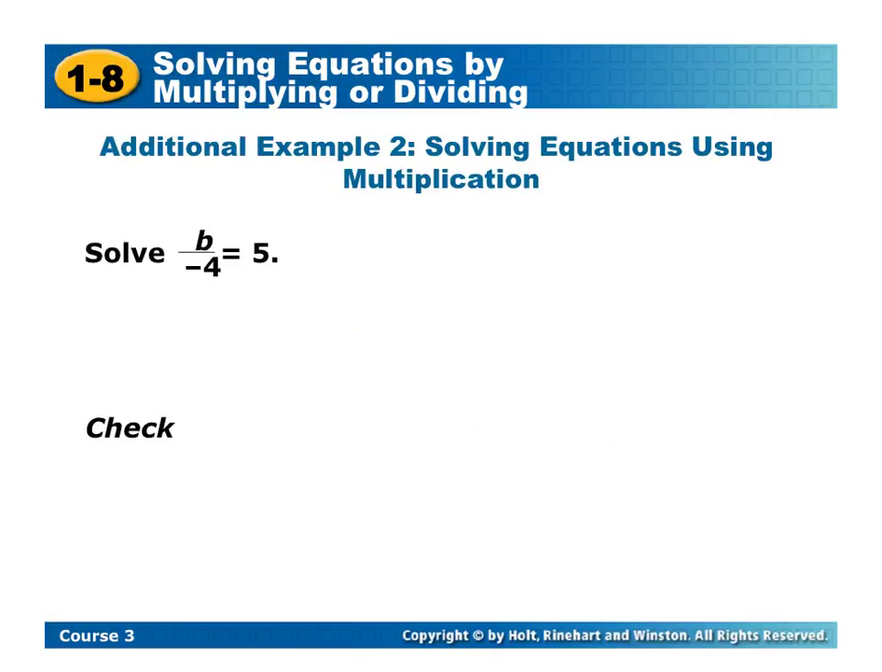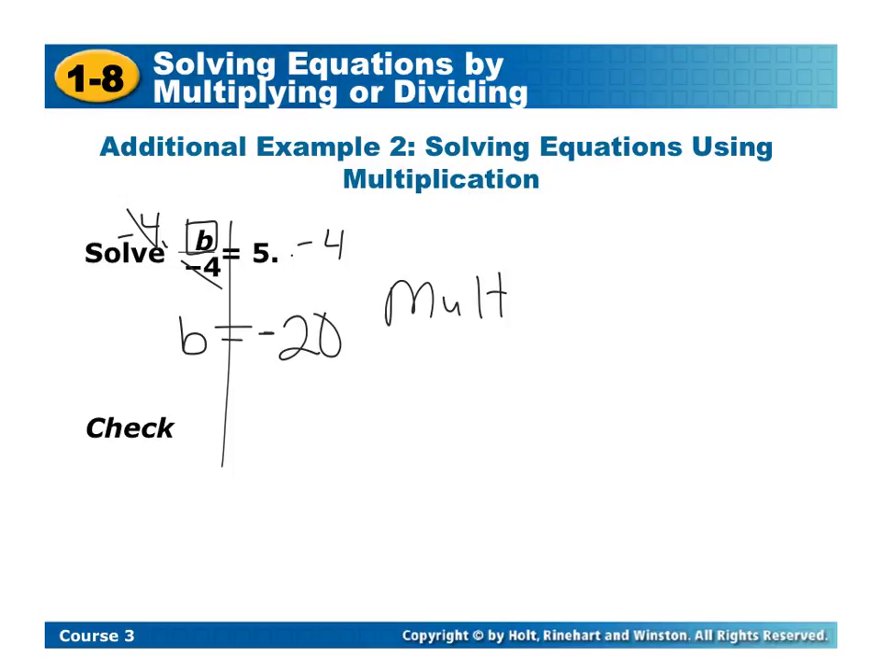So here, this is going to be my turn. I'm going to look, my variable is b. What's happening to b is I'm dividing by -4. So to undo division, I'm going to multiply both sides by -4. Once again, they cancel out and become 1, but 1 times b is just b. 5 times 4 is 20. A positive times a negative is a negative. This would be our multiplication property.